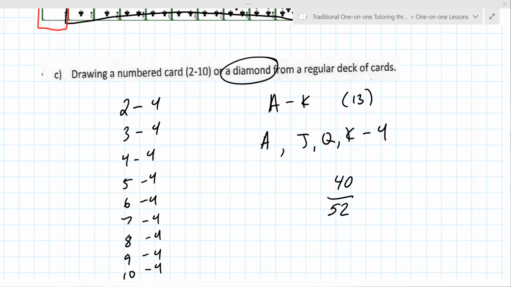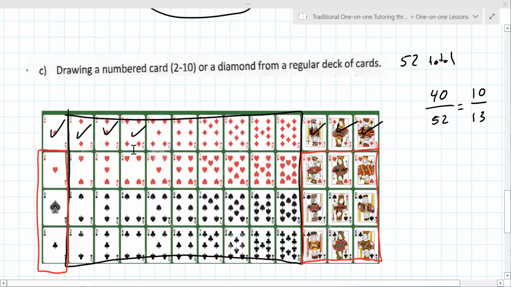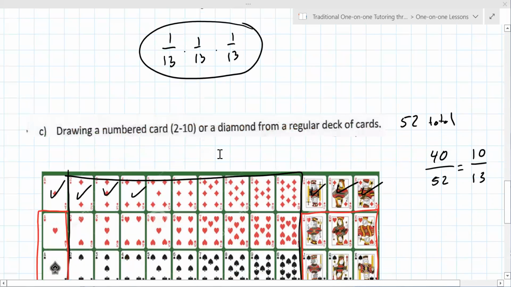All right, letter D, 3D here. Okay. Oh, and so this would be overlapping, right? Yes. It's to determine whether they are overlapping or non-overlapping. Yes, this one is overlapping, and the reason is because there are some that are both. A 2 is both a 2 and a diamond.